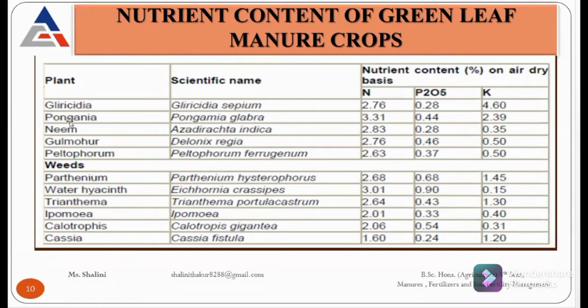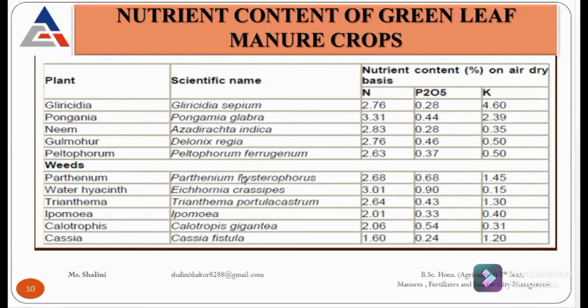First, in the case of plants, you can see different concentrations of nitrogen, phosphorus, and potash. The maximum concentration of nitrogen is seen in Pongamia glabra. In the case of P2O5, that is phosphorus, the maximum content is in gulmohar, that is 0.46%, and Gliricidia has a higher percentage of potash, that is 4.60%.